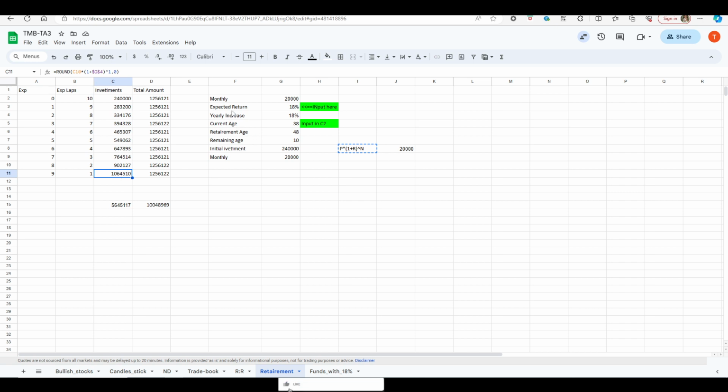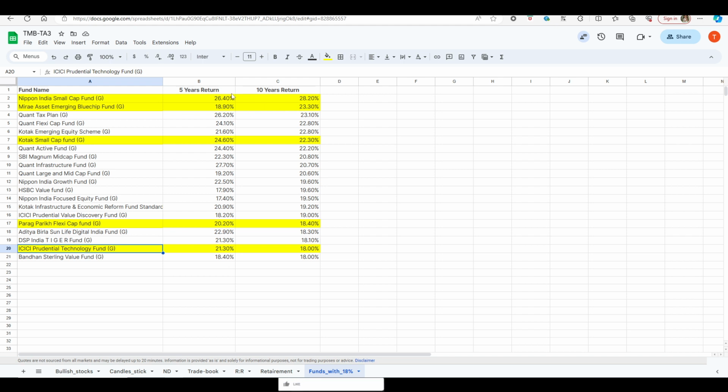Now, the expected return I am expecting is as per the fund performances. I want to pick one of these funds which has given a minimum 18% returns for the past 10 years, which is the track record. If we see, in 5 years it has given more than 18%, and in 10 years also it has given more than 18%.